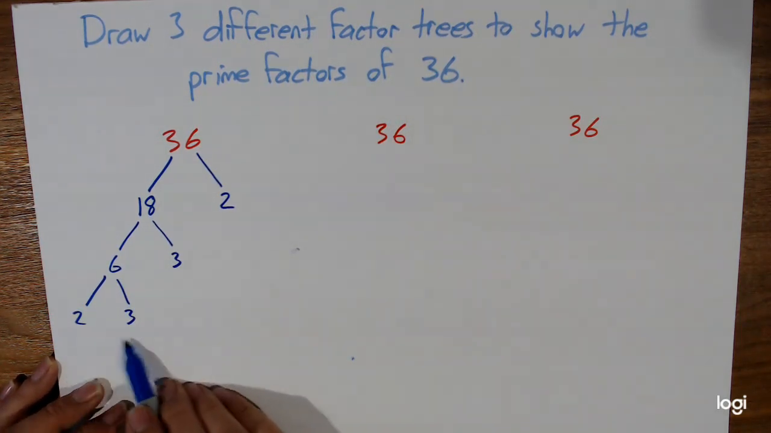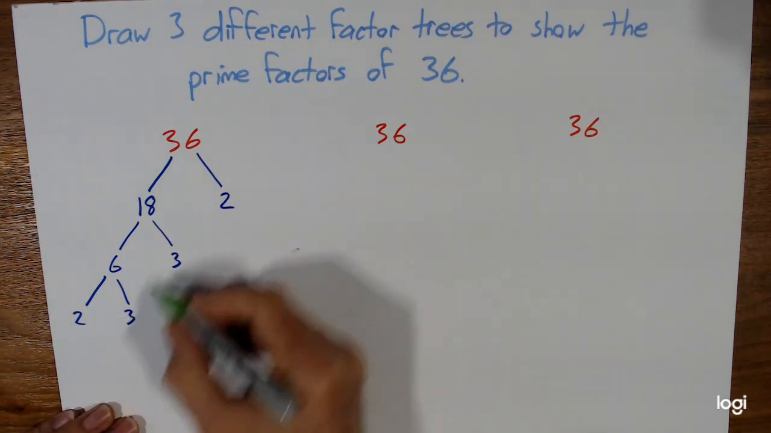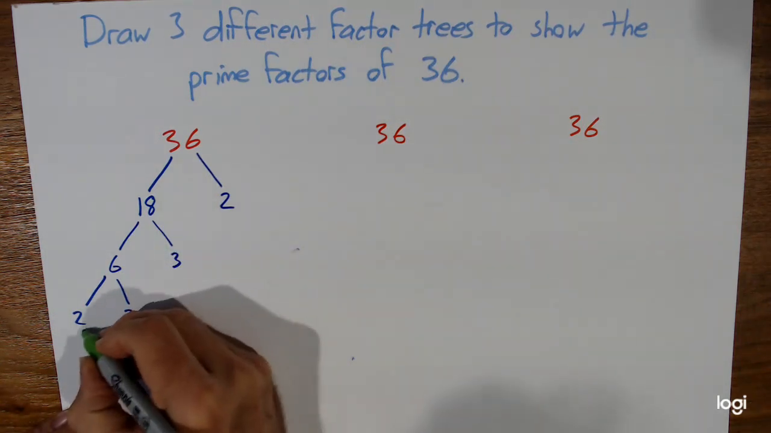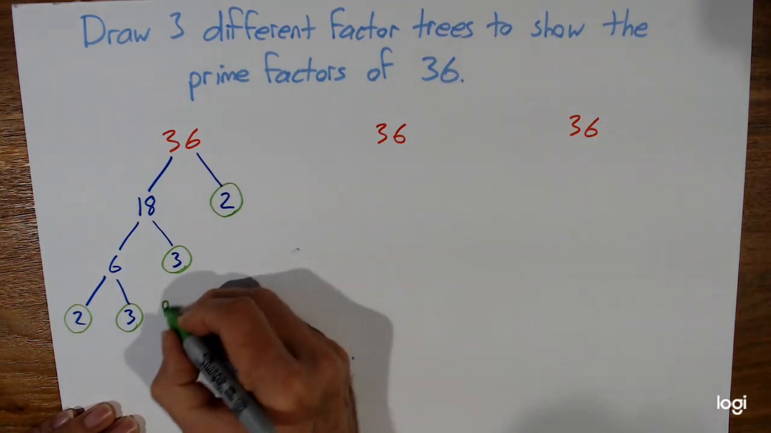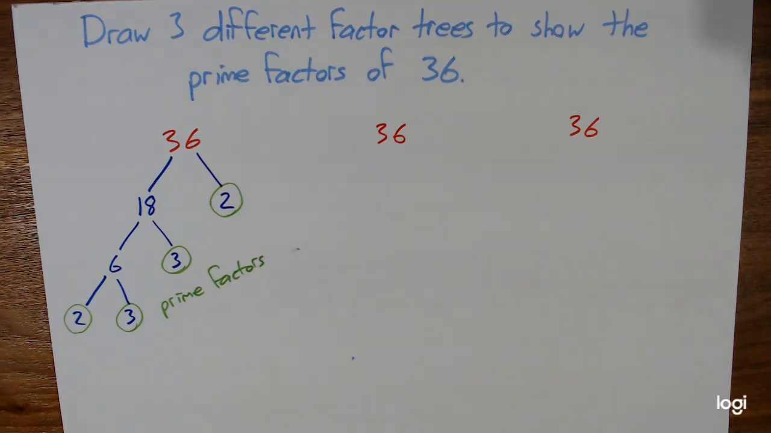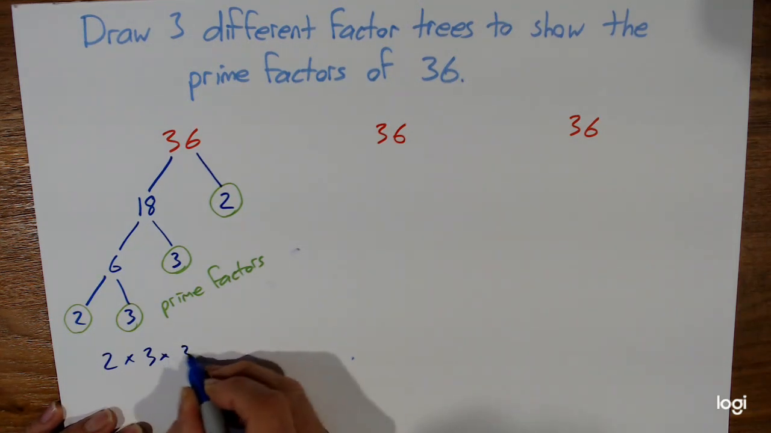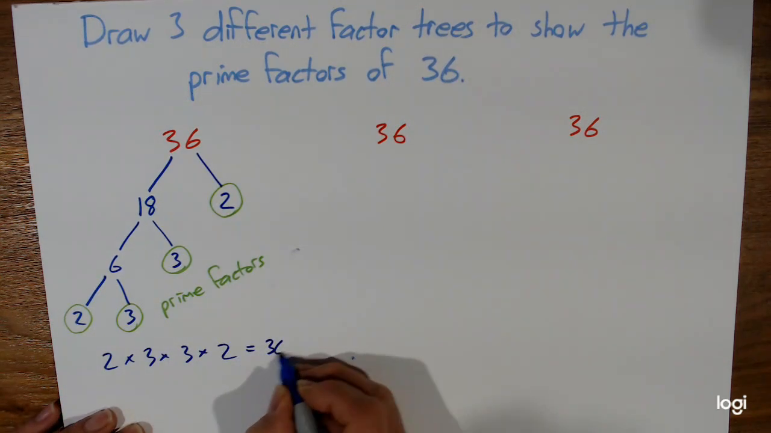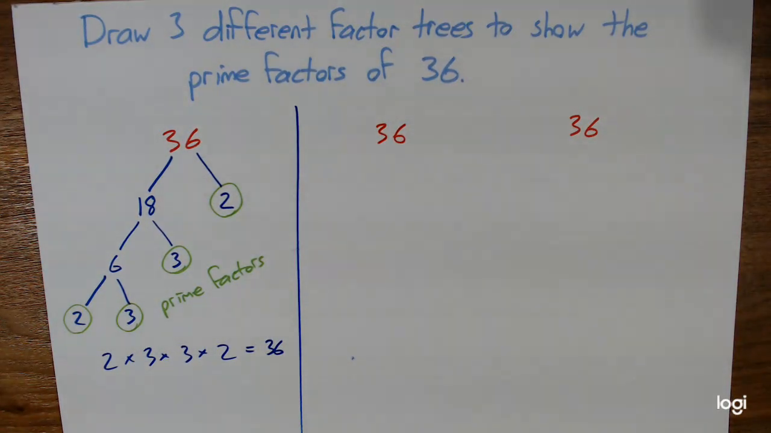Now, they're all dead ends now. They are all prime numbers. We can't do any more branching of our tree. So they are the prime factors of 36. 2, 3, 3, 2. And again, if I've done it right, 2 times 3 times 3 times 2 should be 36, and it is. So we needed to do 3 of these, and they had to be different.